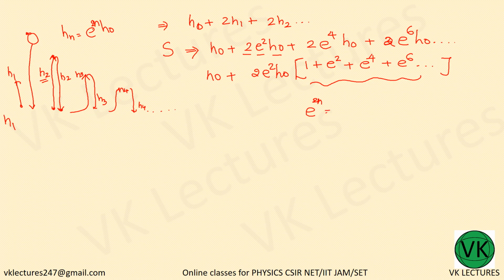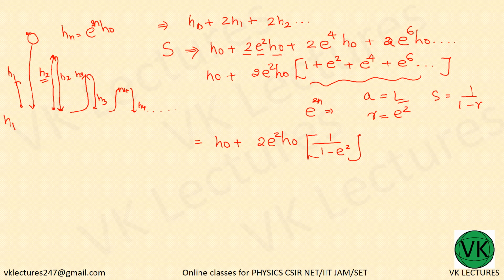That means your first term a is equal to 1 and r, the common ratio, is e square. Then how will you write the sum? Sum is nothing but 1 divided by 1 minus r, because your first term is 1. So you can write it as h0 plus 2e square h0 into 1 divided by 1 minus e square.